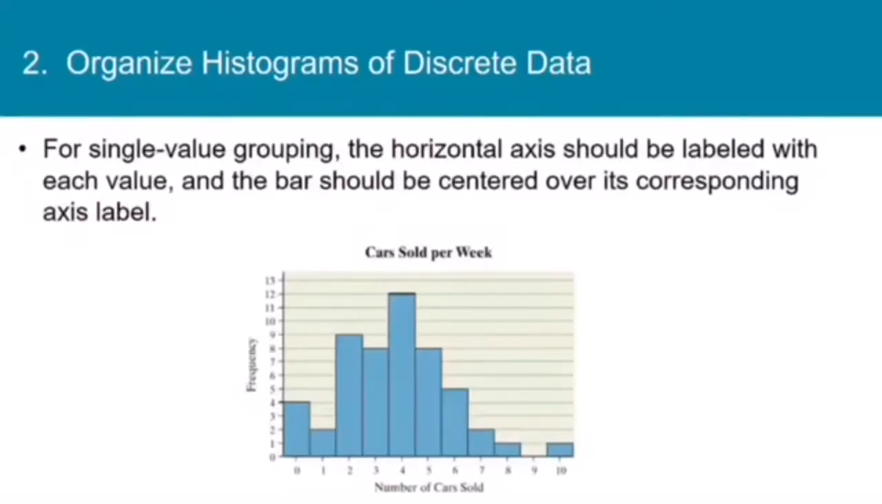Now let's talk about how the bars are arranged in relation to the numbers on the horizontal axis. For single value grouping, the horizontal axis should be labeled with each value, and the bar should be centered over its corresponding axis label. So you can see here is my class of 0. There are 4 observations of 0. There are 2 observations of 1, and so on. And you can see that the class of 9 is empty. And notice that each rectangle is centered over its tick mark.